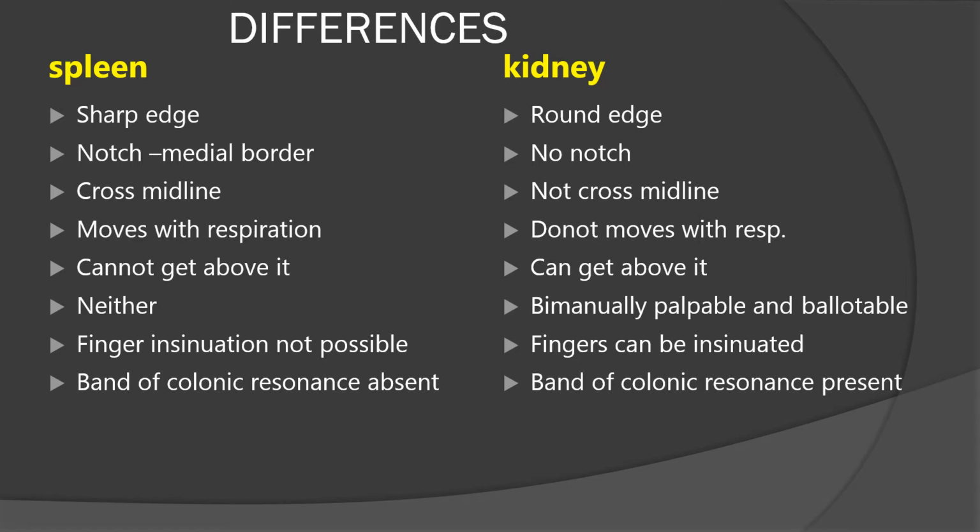Kidney can be bimanually palpable and ballotable. Spleen cannot be ballotable. Finger insinuation is not possible in the spleen. That is, we cannot pass the fingers between the ribs and the spleen, but we can insinuate the fingers between the ribs and the kidney. Band of colonic resonance is absent while percussing over the spleen. Band of colonic resonance is present on the kidney.